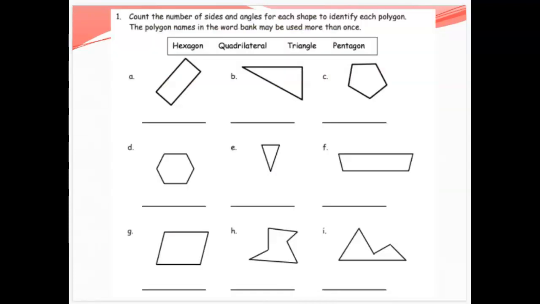All right, that's all for today. This is a kind of a preview of what your problem set is today. You are going to count the number of sides and angles for each shape and just identify the name. So write whether it's a hexagon, quadrilateral, triangle, or pentagon. You can use the chart that we made together to help you identify these shapes. Have fun!